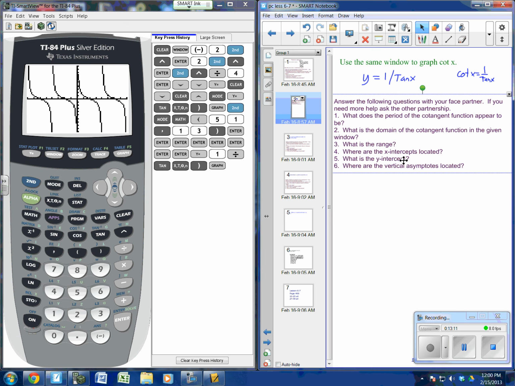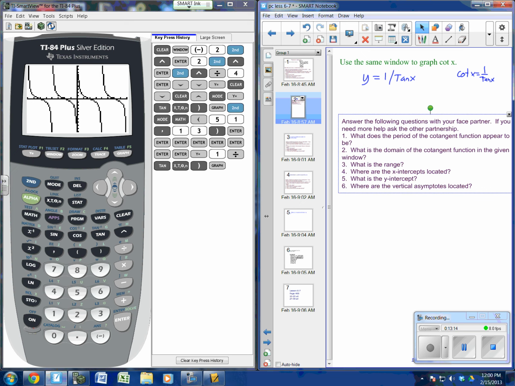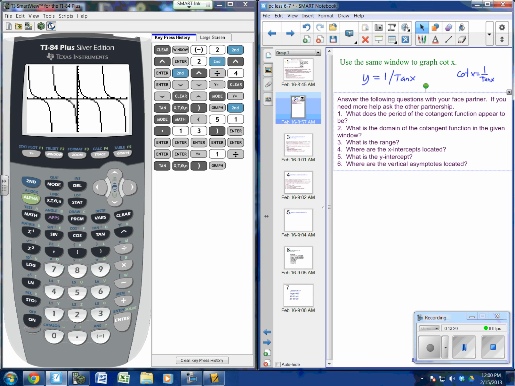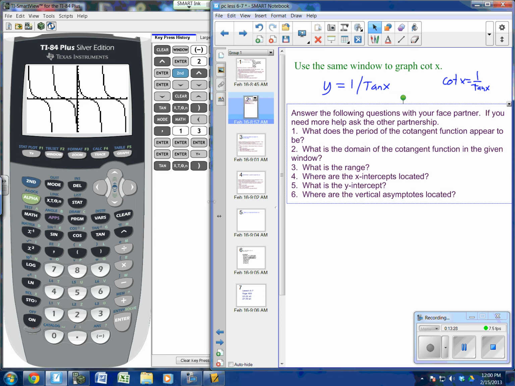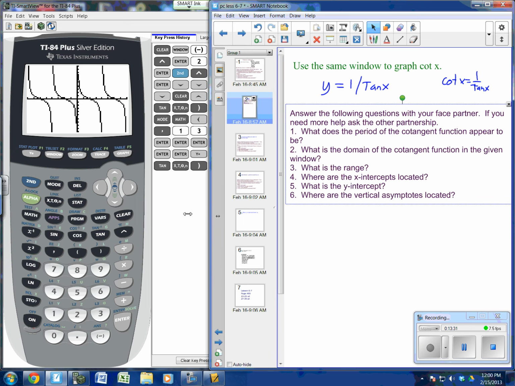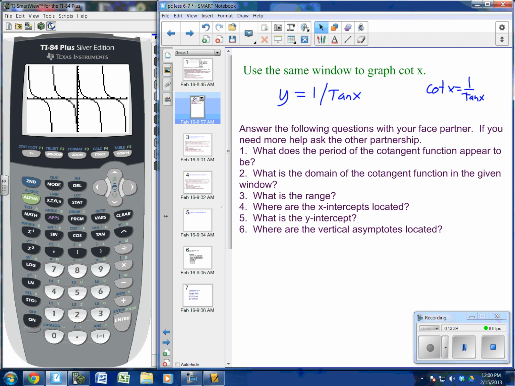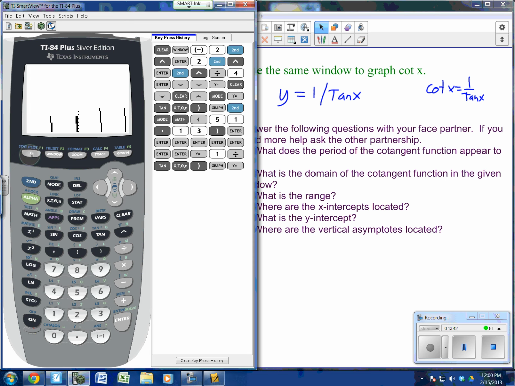All right, now I have to make this a little bit bigger for you to see. I guess I could take this screen and move it over a little bit, because we don't need to see all that stuff. That's what's in our calculator right here. We graphed 1 over the tangent of x. It's decreasing instead of increasing, is what we call it. Let's go through each one of these questions now.